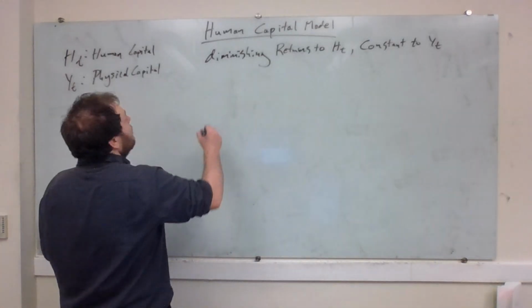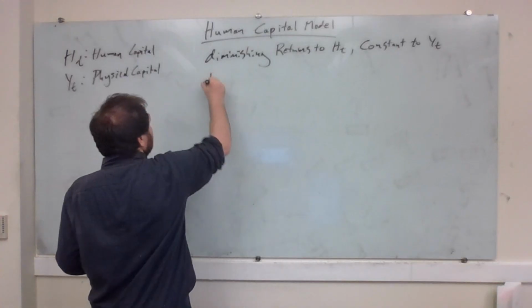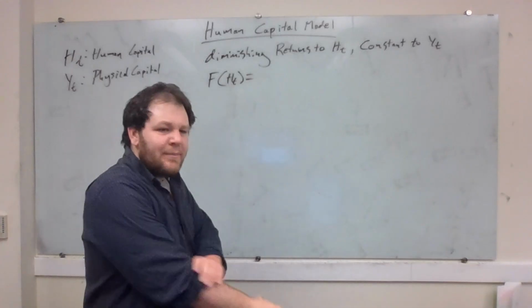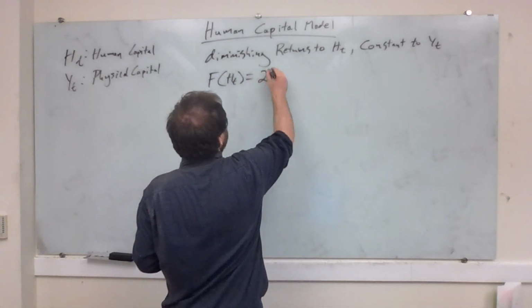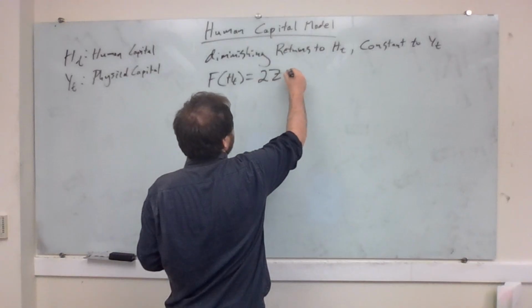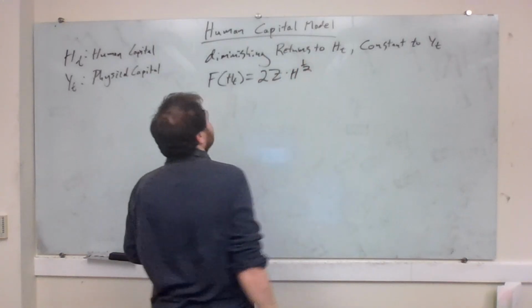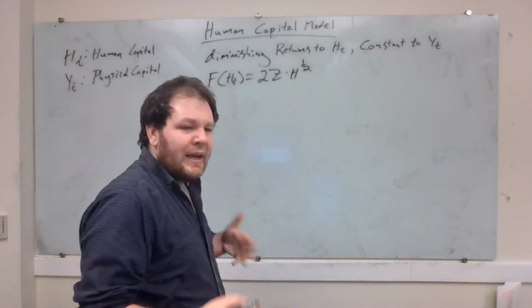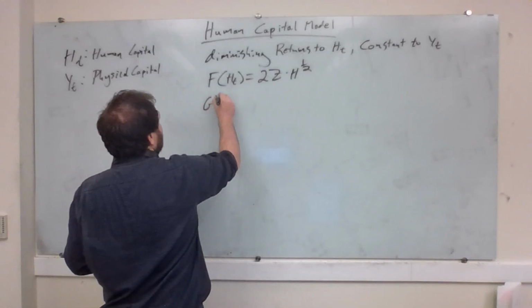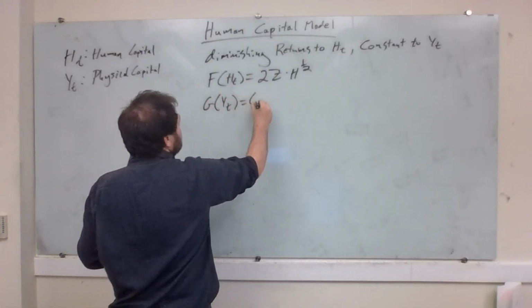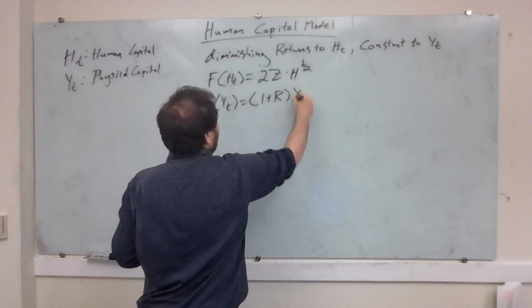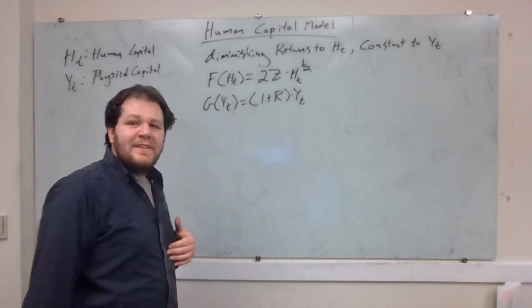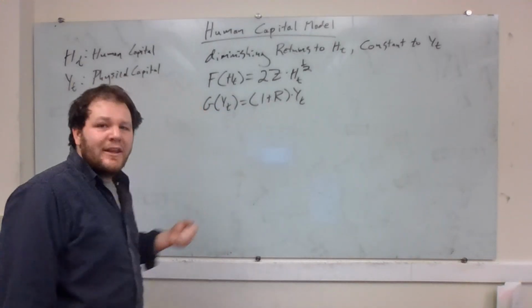So in particular, we're going to say that the return we get from human capital is going to be some function, f of ht, which let's say looks something like 2z times h to the 1/2. Right, just to pick a function that has diminishing returns. Whereas the money that we invest in YT, we'd say we get some g of YT, is just going to be 1 plus r times YT. Right, in other words, every dollar we invest in physical capital gives our kid 1 plus r in additional income.